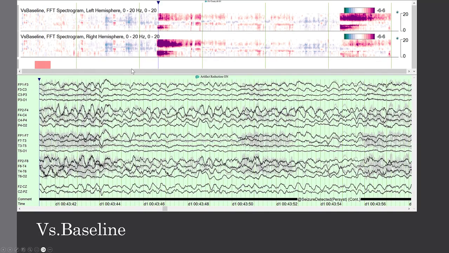So we'll go to the next, and we'll click at the beginning of this. We can see there's quite a bit of artifact in addition to slowing, but we also have some medication-induced beta showing up on the waveforms as well.